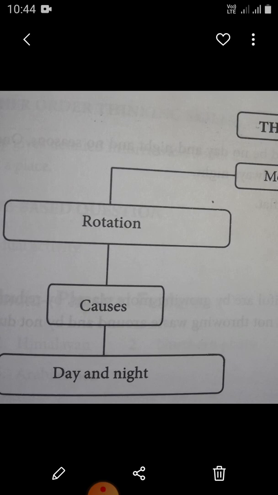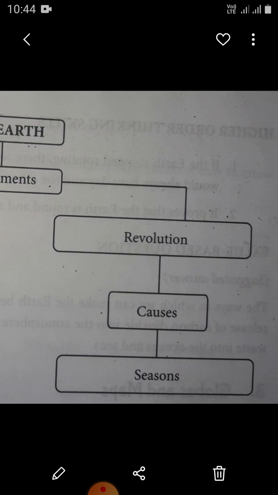The part of the earth that faces the sun has day, and the part that is away from the sun has night. And revolution: you already know that the earth moves around the sun. This movement of the earth around the sun is called a revolution. The earth takes 365 1/4 days or 1 year to complete one revolution. Revolution of the earth causes changes in seasons.